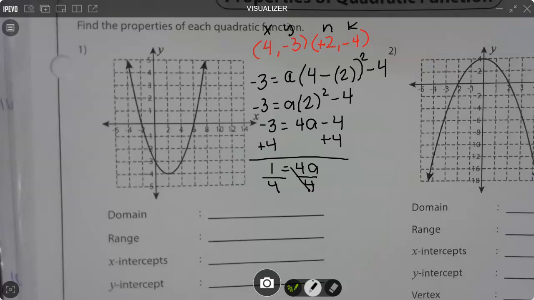We get 1/4. So what that means is that this graph is compressed. So instead of going up 1 and right 1, it's going up 1 and out 4.